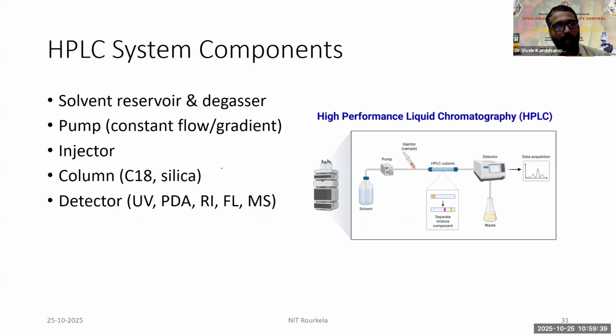HPLC system components are like this, similar to GCMS. You have an injector, pump, and solvent. Here, additionally, a solvent reservoir. You have a column, a silica column or C18 column. You have a different detector, a UV detector.